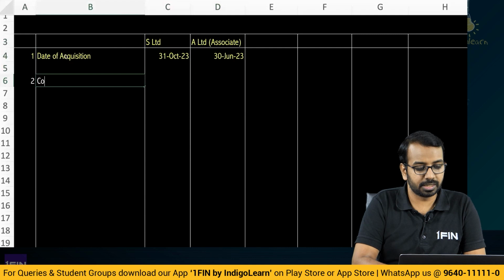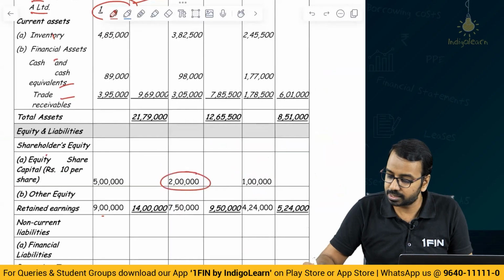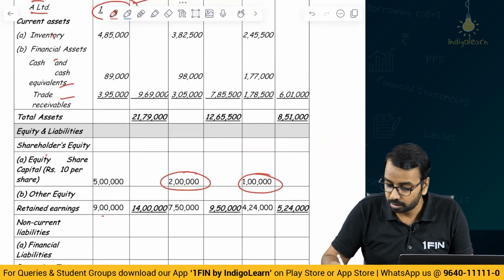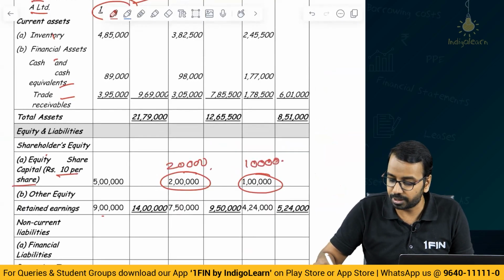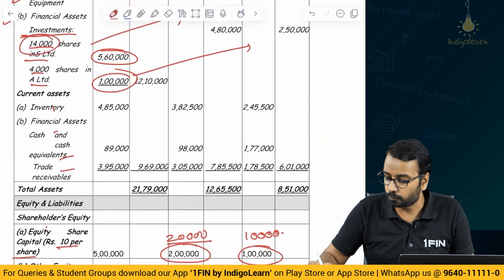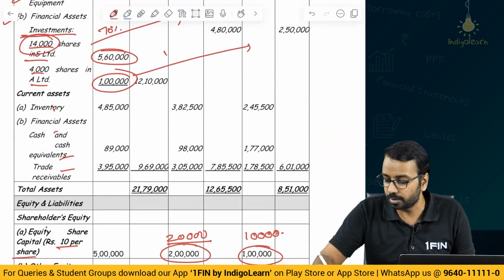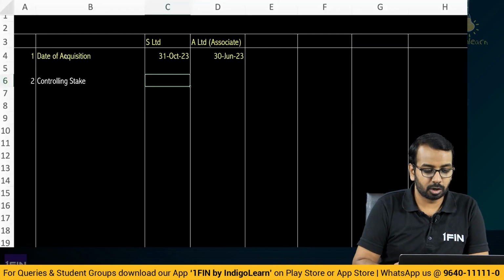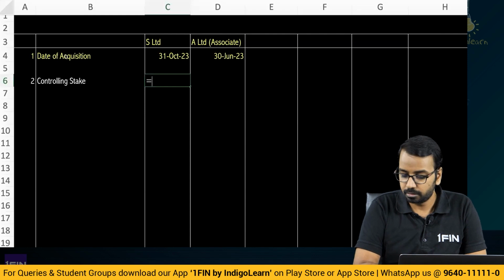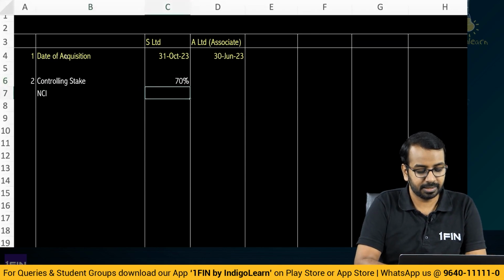Then controlling stake. Now, if you look at the question, they say 2 lakh shares and 1 lakh in terms of total value. Per share value is 10. So, here we have 20,000 and here we have 10,000 shares. Now, out of 20,000, this entity holds 14,000. So, 14,000 out of 20,000 becomes a 70% stake, and 4,000 out of 10,000 becomes a 40% stake. So, the controlling stake in S Limited is 14,000 divided by 20,000, that comes to 70%, and the non-controlling stake is 30%.